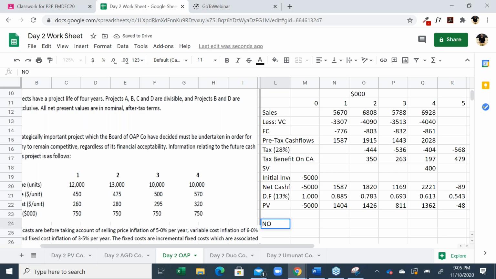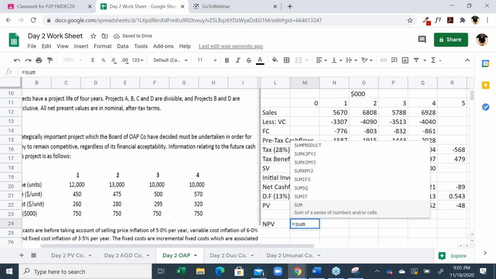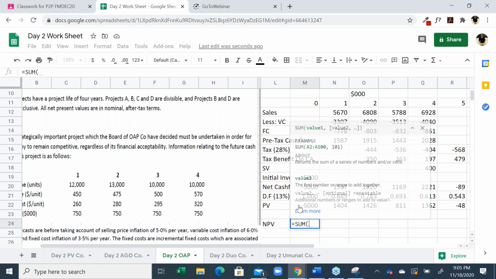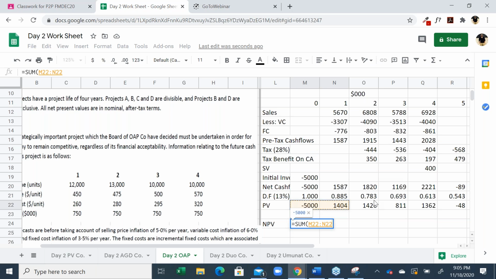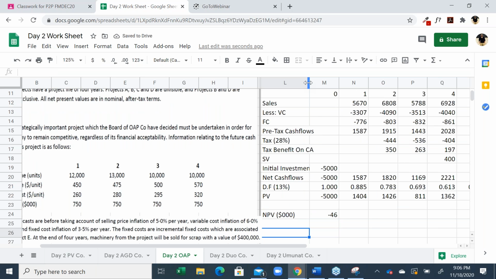So net present value, so that's NPV, and it's negative. So should we accept the project on financial ground or not? Absolutely not, because it's resulting in a negative NPV of $46,000.